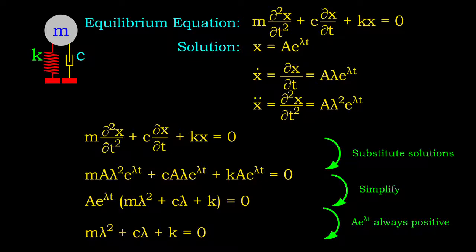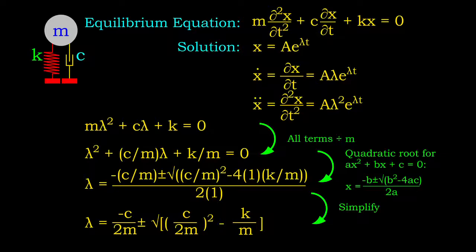Knowing the exponential term is always positive, we can safely assume the expression m lambda squared plus c lambda plus k is 0. Simplify the equation again, and now we are having a quadratic equation of lambda. Let's apply the solution for quadratic roots here.